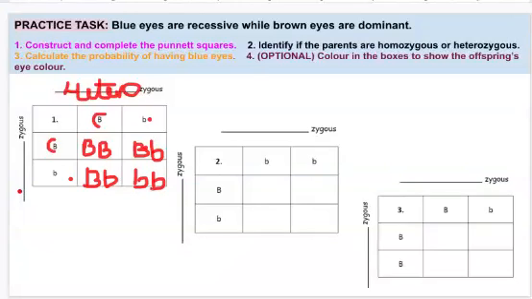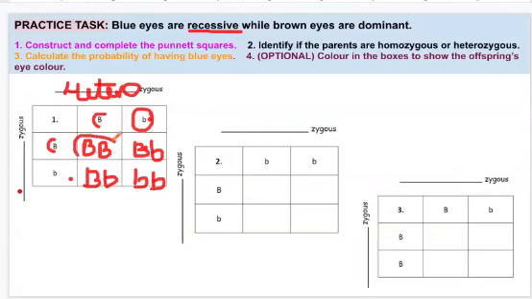Identify if the parents are homozygous or heterozygous. You've done that. Calculate the probability of having blue eyes. As it says right up the top, blue eyes are recessive. So recessive alleles are going to be shown with a lowercase b. And remember, a recessive trait will only show if both alleles are recessive, because in any other situation where you have the dominant allele, that will override or dominate over the recessive one.